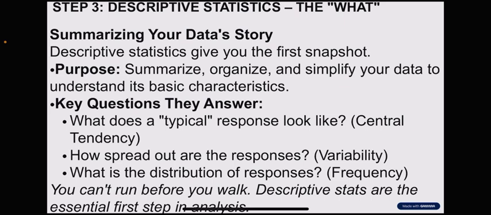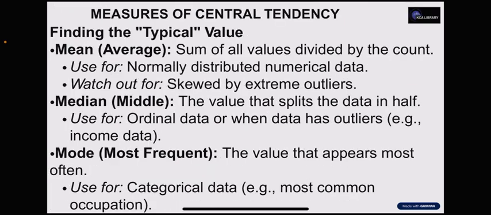You understand? So now, the quick questions that descriptive statistics has are: what does a typical response look like? That's central tendency. How spread out are the responses? That's variability. Then you look at the distribution of responses, that is the frequency. You can't run before you walk. So descriptive stats are the essential first step in analysis. For measures of central tendency, we are finding the typical value. We have mean, median, and mode: the mean is the average, the median the middle, and the mode is the most frequent.